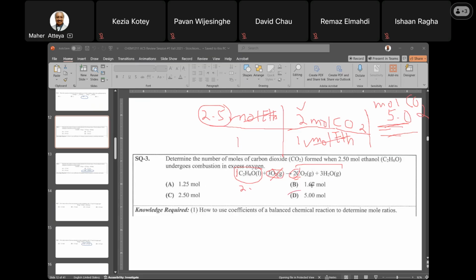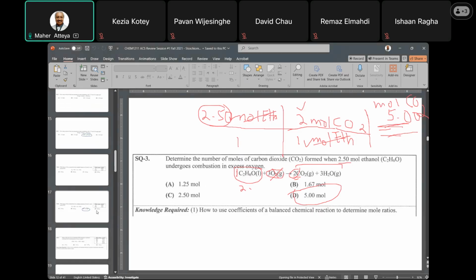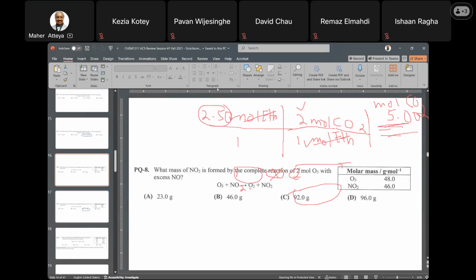Oh, I see, I'm wrong with the sig figs. Here is 3, by the way, guys. I put 2, but it's 3 here. So the answer will have 3. I'm sorry. It says 2.50, that's 3 sig figs. So the answer has to have 3 sig figs, and the answer is D. Okay, so let's erase this one here.